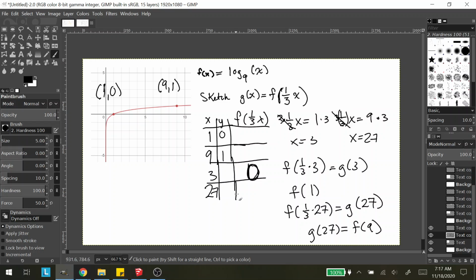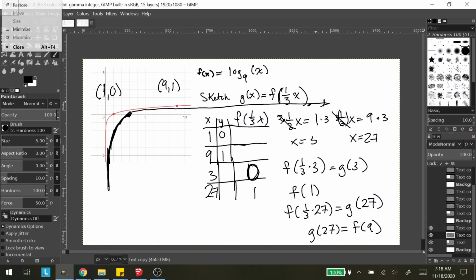Now what that really means is this 0 right here is going to move all the way over to 3. And this 1 right here, this y value of 1, is going to move all the way over to 27, so something over there. The asymptote's not changing, so it's still going to be going vertical right here. It's going to take a heck of a lot longer to get there.